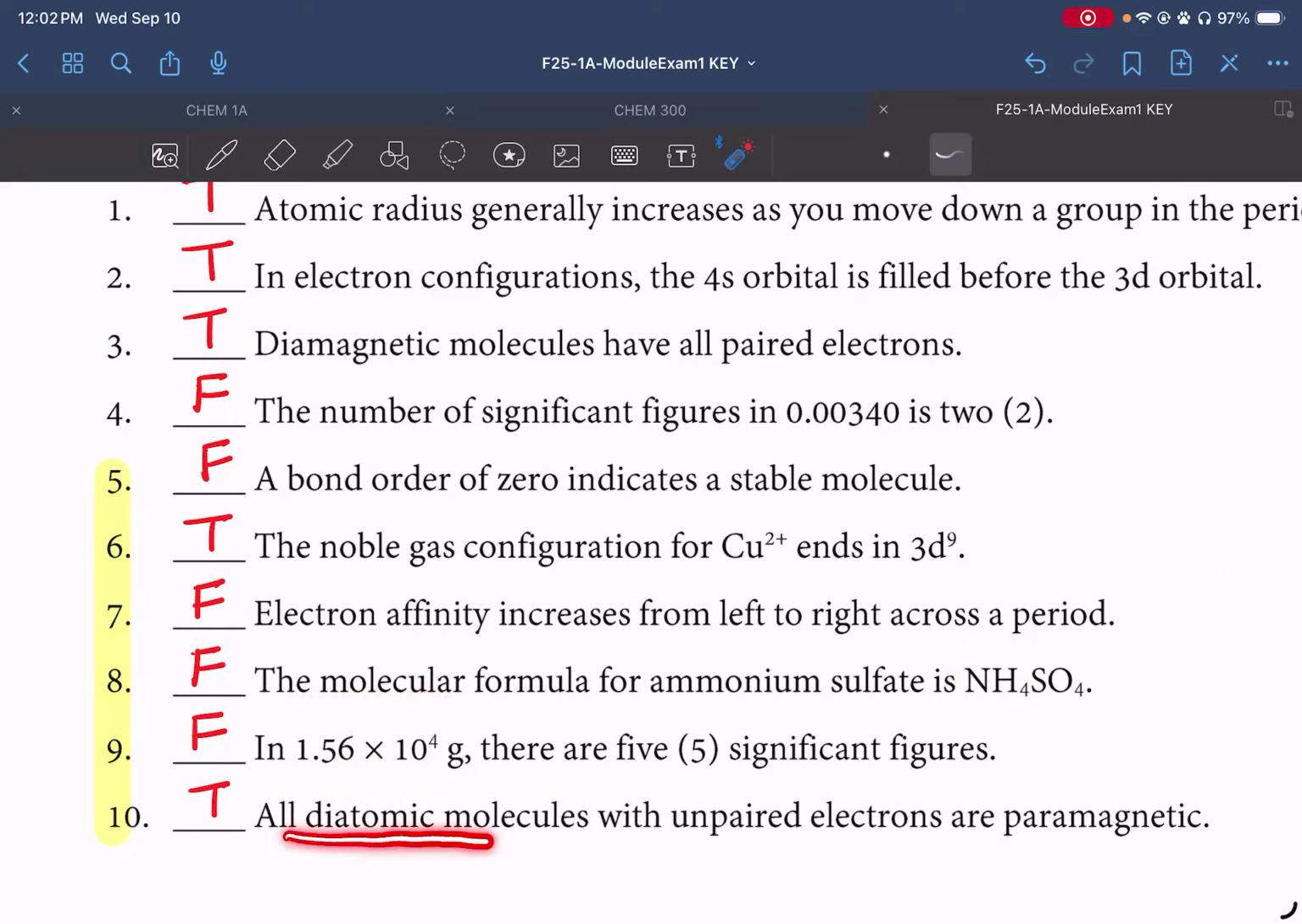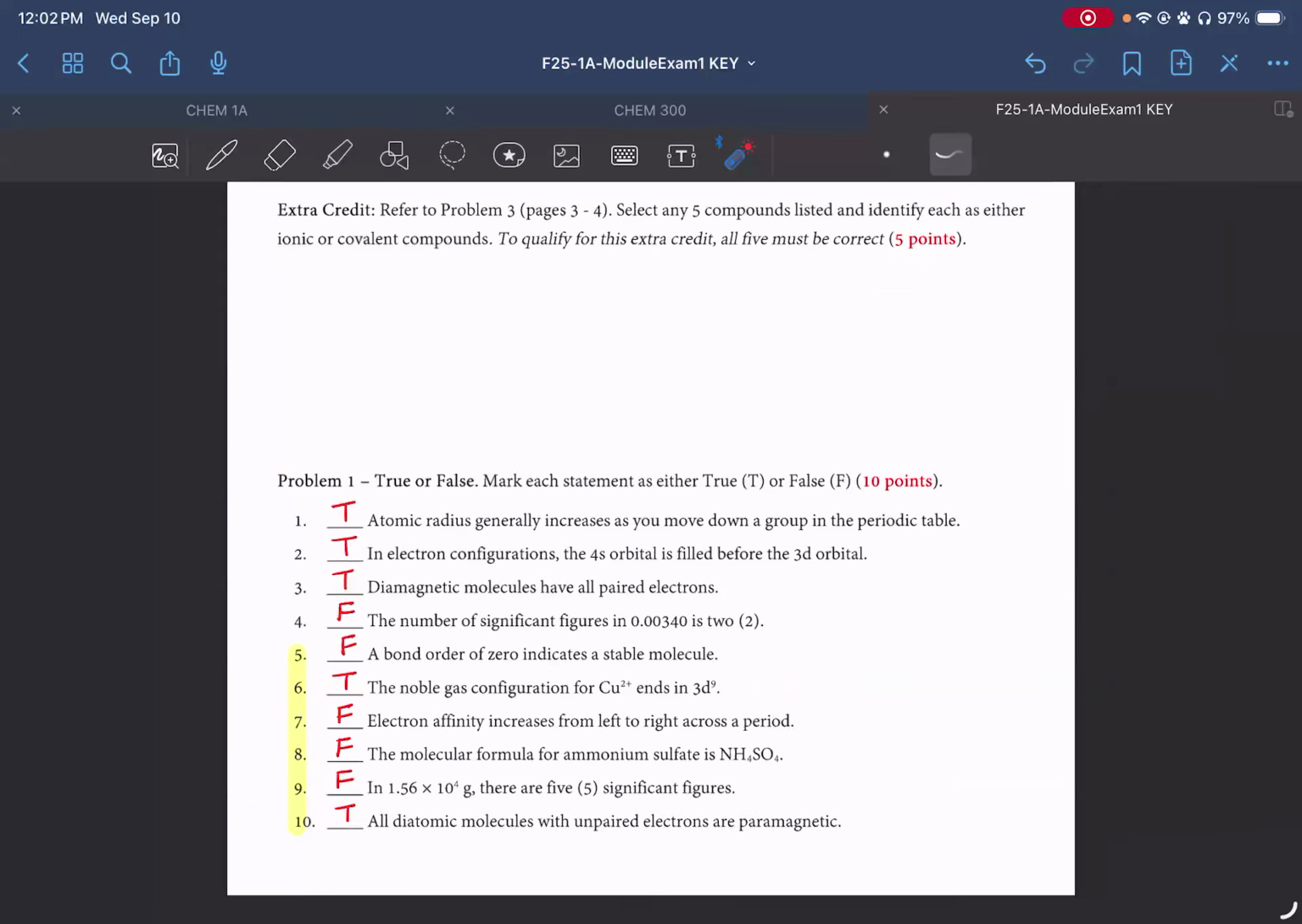And for the last part, I think maybe the first part of the phrase, all diatomic molecules, really threw people off. Ultimately, to be paramagnetic, you simply need to have unpaired electrons.